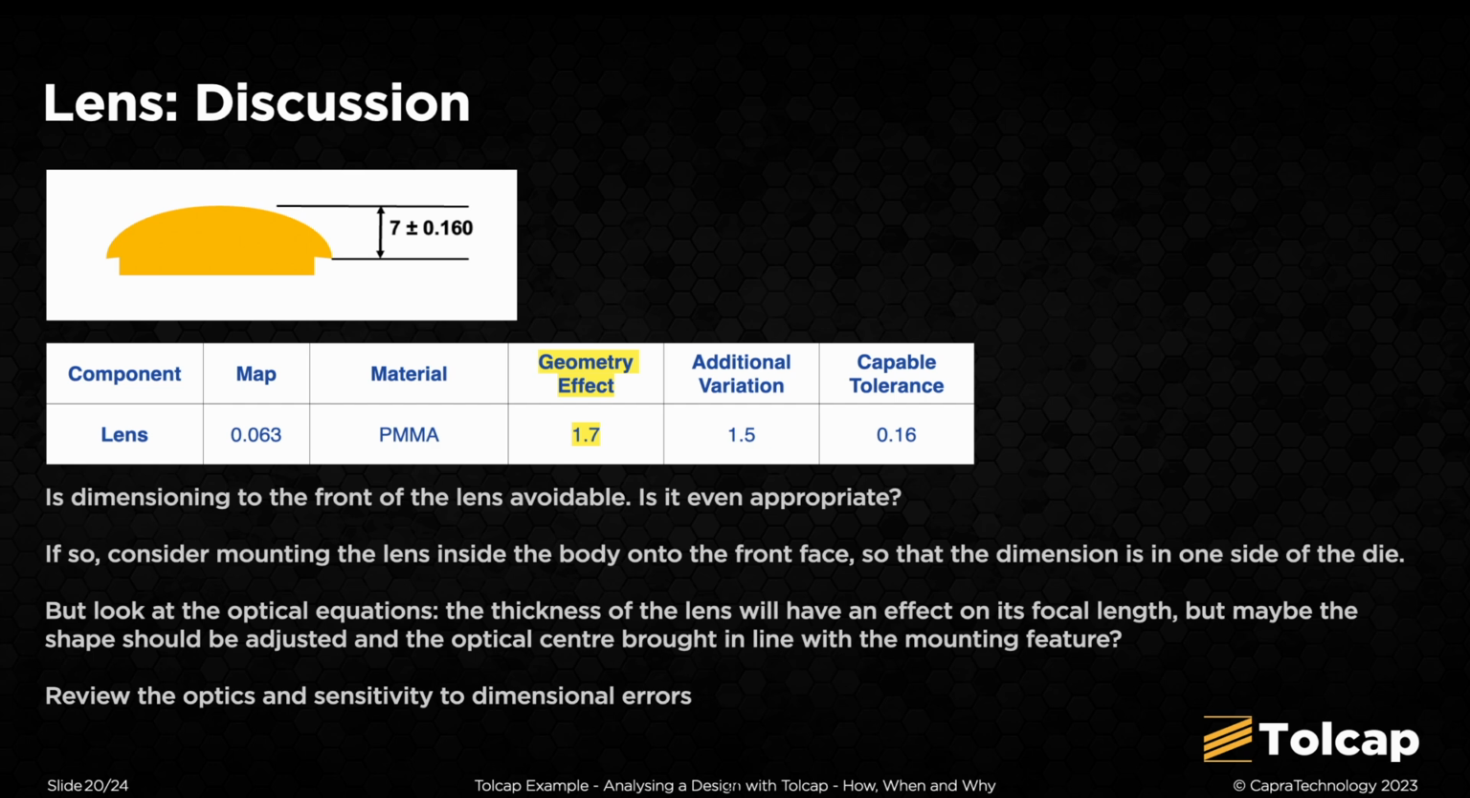But look at the optical equations. Of course, the thickness of the lens will have an effect on its focal length, but maybe the shape should be adjusted and the optical centre brought in line with the mounting feature. Review the optics and the sensitivity to dimensional errors.